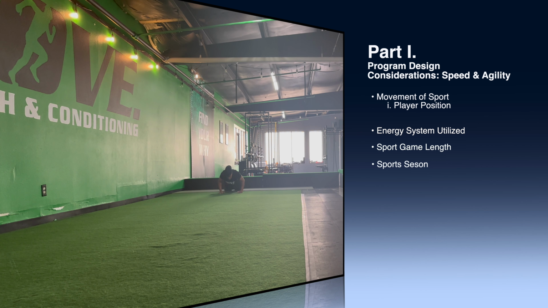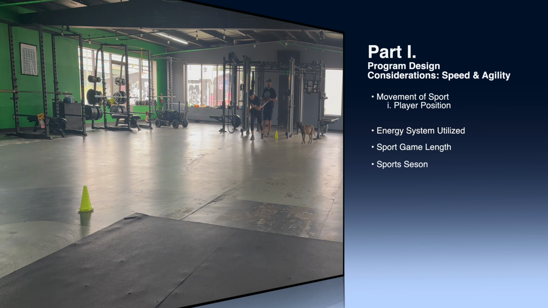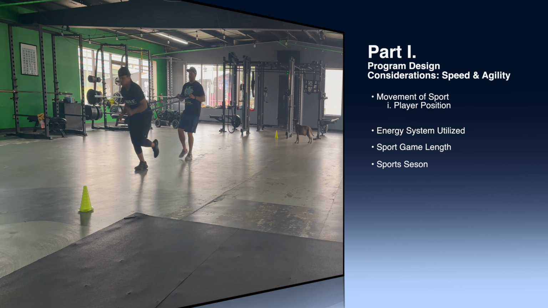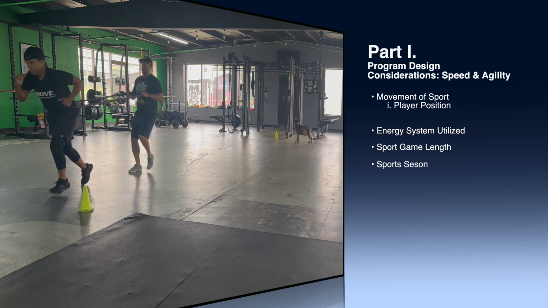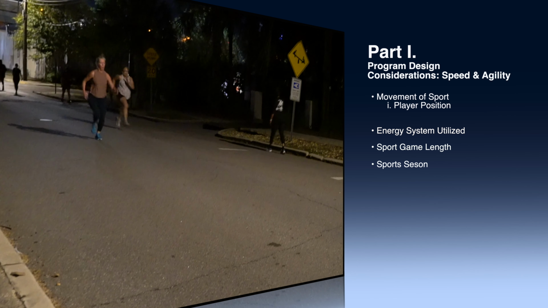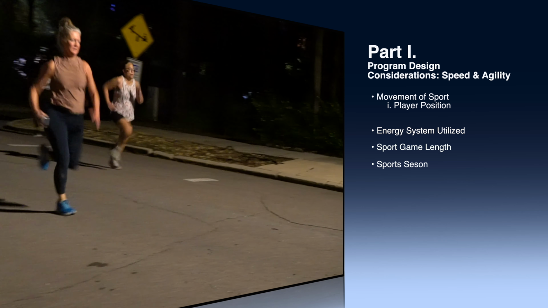Movement of the sport, you can break it down to player position, energy system utilized, sport game length, and sport season. Now, in talking about the movement of the sport of football, football requires multi-directional movement patterns, explosiveness and power: pushing, sprinting, backpedaling, lateral shuffling, lateral running, cross stepping. Definitely a good mix of movements. Therefore, body control is essential.